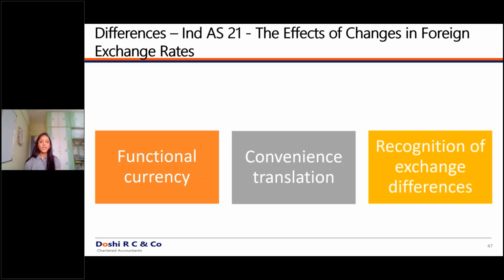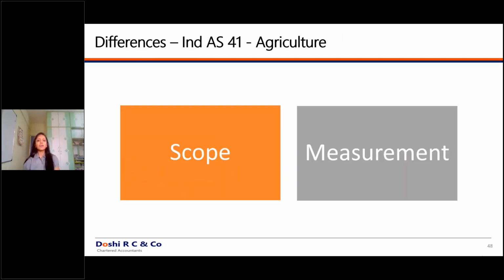I'm just covering this quickly because we have not covered this standard, but you should have an idea of what things are different compared to the old standard. And then there is the last standard, a completely different standard on agriculture. If in your company you have any biological assets, meaning animals, plants, or seeds, you have a completely new standard where the measurement requirements are given.